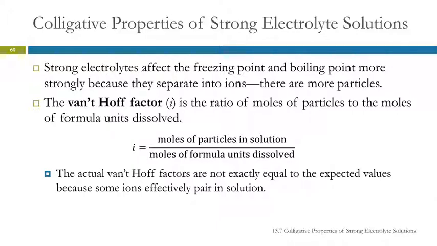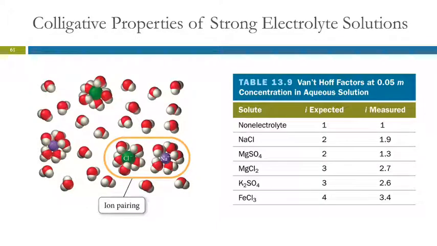The reason that it doesn't work out exactly right is because some ions effectively pair up in solution, and so they don't really act like individual particles. They go around holding hands, and so they're acting like one particle. So we see ion pairing. The chlorides dissolve, the sodiums dissolve, but they're still hanging out together.